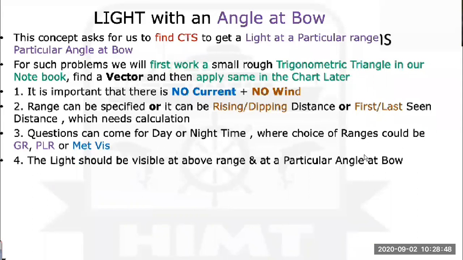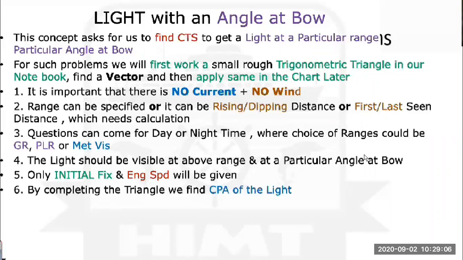So that means the light should be visible, either first time or on the horizon, at that particular range with a particular angle on the bow. That is the whole question, and we need to find the CTS. Your initial fix and engine speed will be given. I'm going to talk about this. What is the CPA of the light? I'll tell you a little bit later because that is the whole idea.